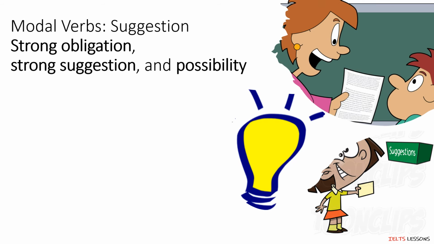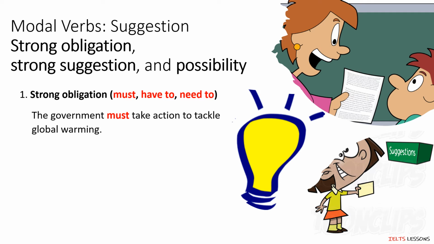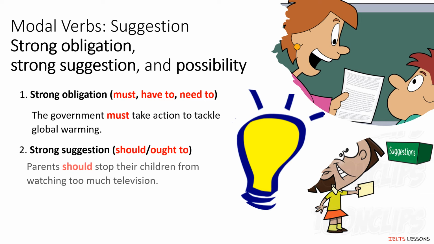For example, so we have an example here. Number 1, the strong obligation. So we can use here must, have to, and need to. So the example sentence here, the government must take action to tackle global warming. Number 2, strong suggestion, which we can use should or ought to. The example sentence here is parents should stop their children from watching too much television.